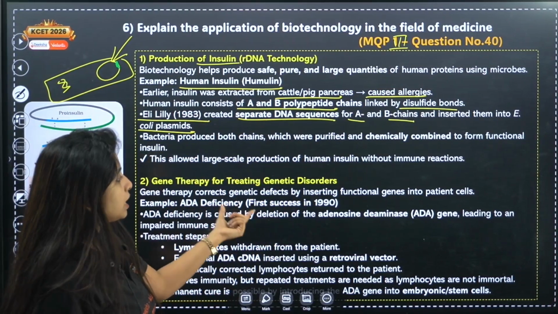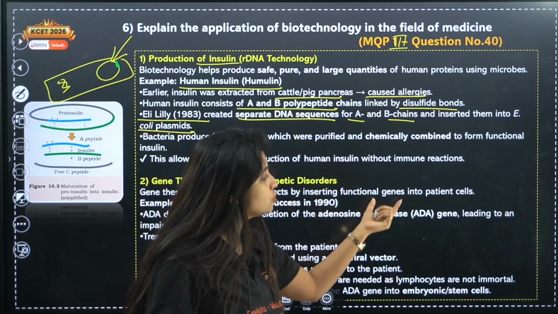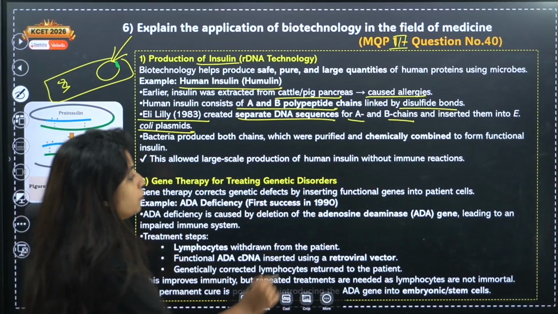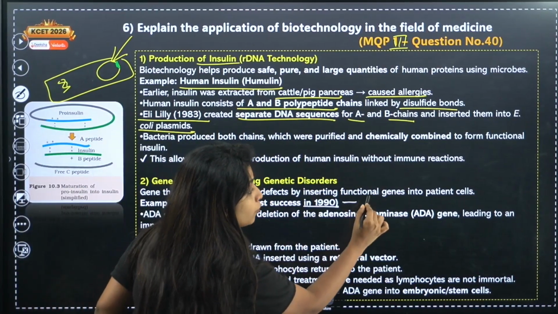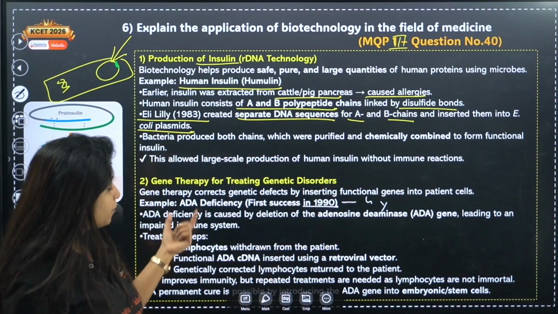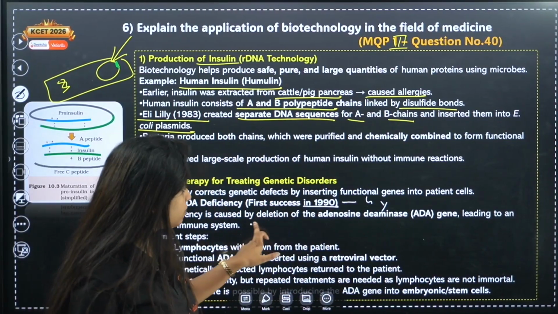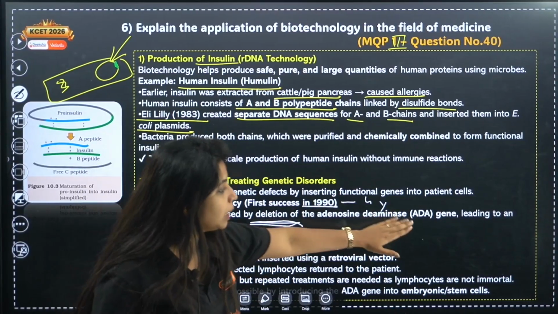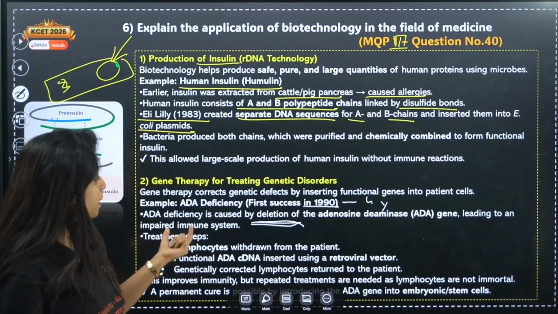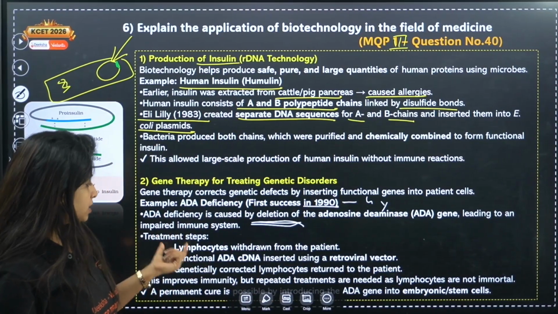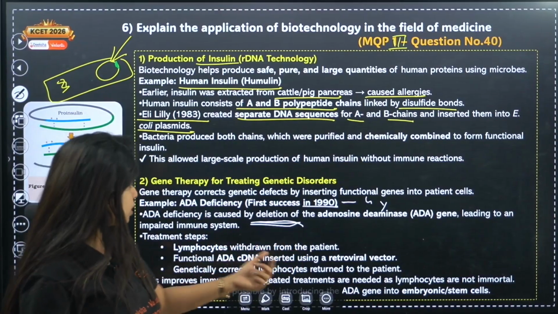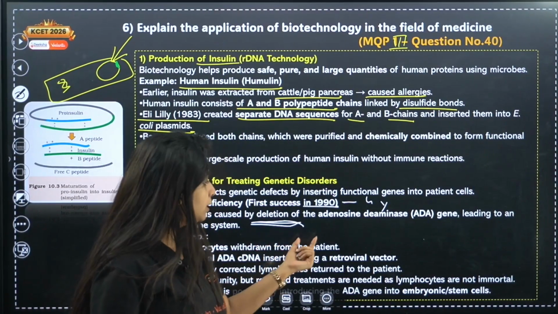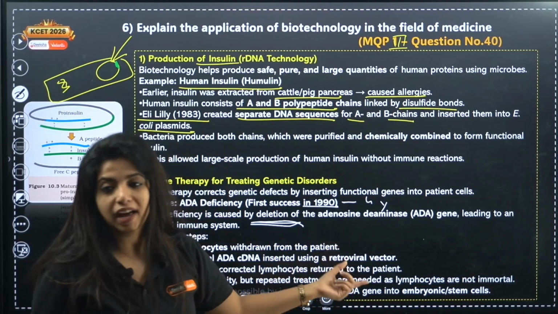Gene therapy corrects genetic defects by inserting functional genes into the patient's cells. Example, ADA deficiency, first success in 1990 in a 4-year-old child. ADA deficiency is caused by deletion. Please remember, this is asked. How is it caused? It is caused by deletion of the adenosine deaminase gene, leading to an impaired immune system. Treatment steps: lymphocytes are withdrawn from the patient, and functional ADA complementary DNA is inserted using a retroviral vector.